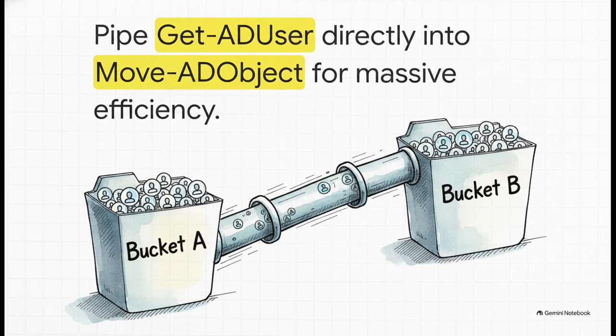You start over on the left with Get-ADUser, pointing it at a source OU. Then, using that vertical bar, the pipe, you pass all of those user objects directly into the Move-ADObject command, which points to the target OU. You're effectively saying, hey, gather everything in bucket A, push it through the pipe, and port it directly into bucket B. Piping commands together like this, it's the ultimate secret to massive efficiency.